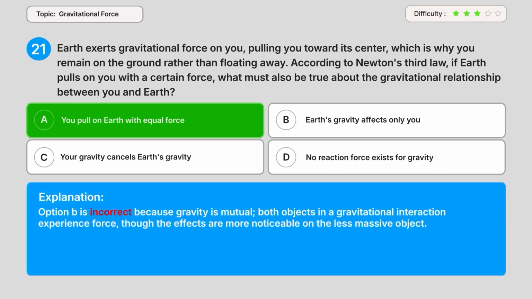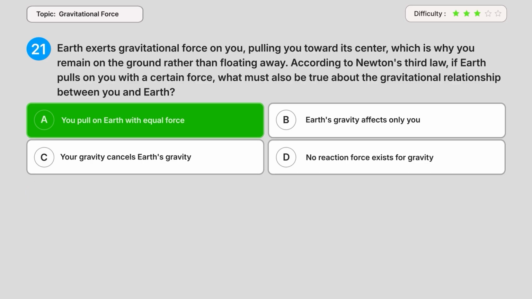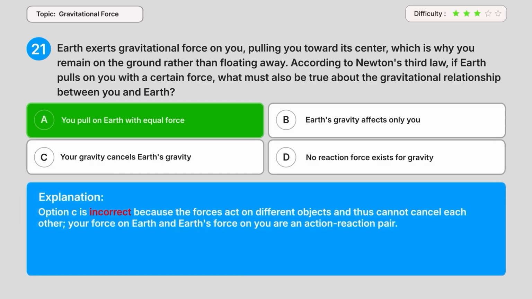Option B is incorrect because gravity is mutual. Both objects in a gravitational interaction experience force, though the effects are more noticeable on the less massive object. Option C is incorrect because the forces act on different objects and thus cannot cancel each other. Your force on Earth and Earth's force on you are an action-reaction pair.